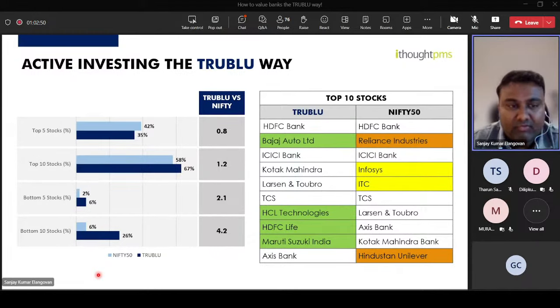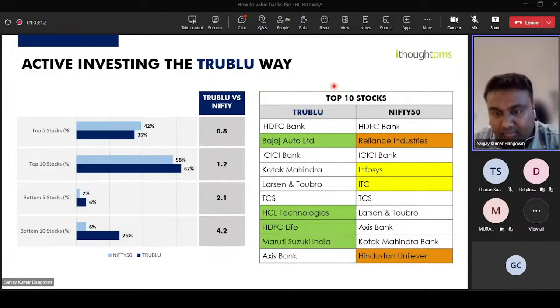If you look at the breakup of the stocks, in the top 5 stocks we are underweight, and the mix will be different, which we'll look at in a bit. The top 10 stocks we are overweight. The bottom 5, because we only have 20 stocks, will obviously be overweight, and the bottom 10 stocks we are significantly overweight compared to the Nifty 50, which is our benchmark.